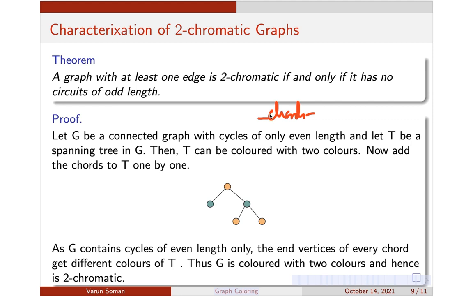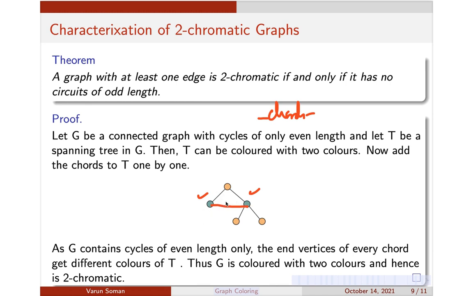You can extend the coloring of T to G only if there are no two adjacent vertices with the same color. Suppose when you add the edges, I am adding an edge here. That means this vertex and this vertex have become adjacent and have the same color, so you cannot extend the coloring of T to G. But can that happen? It cannot happen, because if it happens, there will be even cycles there.